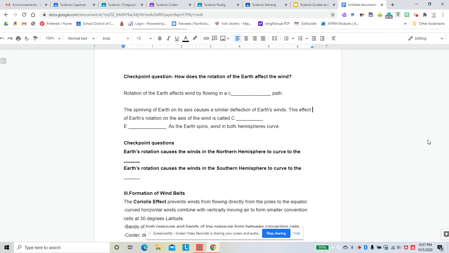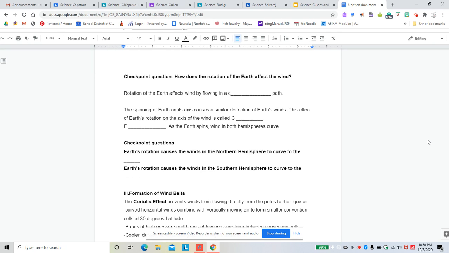Okay, we're going to move on. The spinning of the Earth on its axis causes a similar deflection of the Earth's winds. This effect of Earth's rotation on the axis of the winds is called what? I think we just defined it. As the Earth spins, wind in both hemispheres curve. Two checkpoint questions, very simple. Tell me which way the winds curve in the northern hemisphere and which way they do in the south.